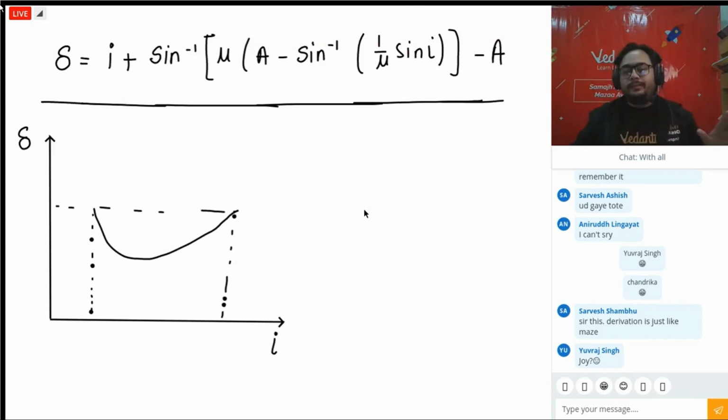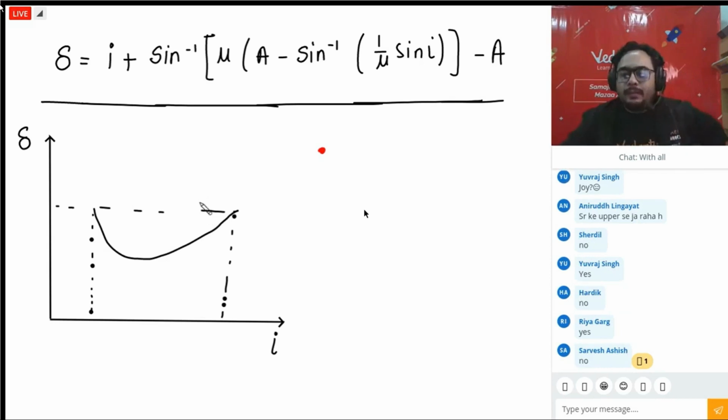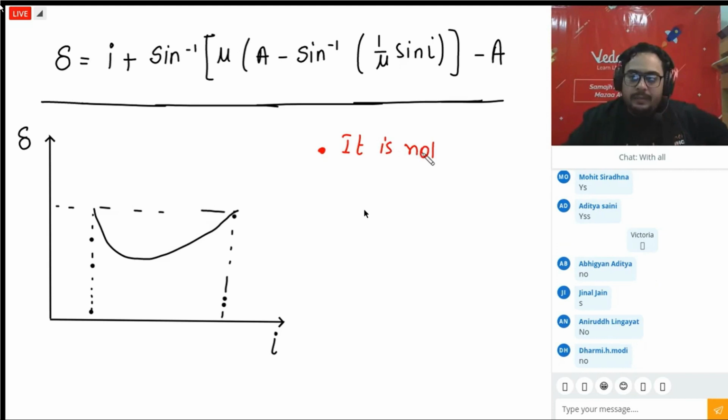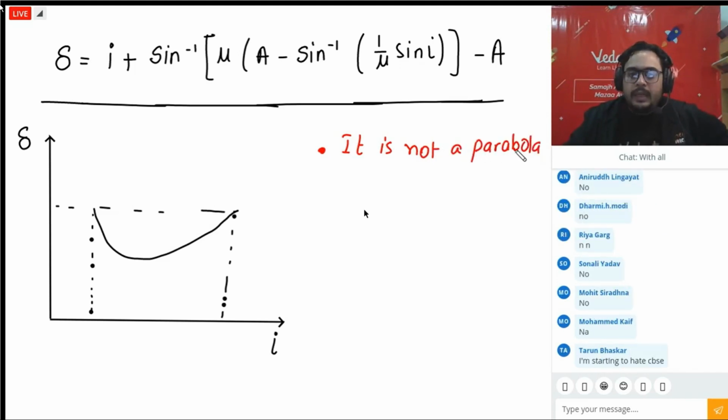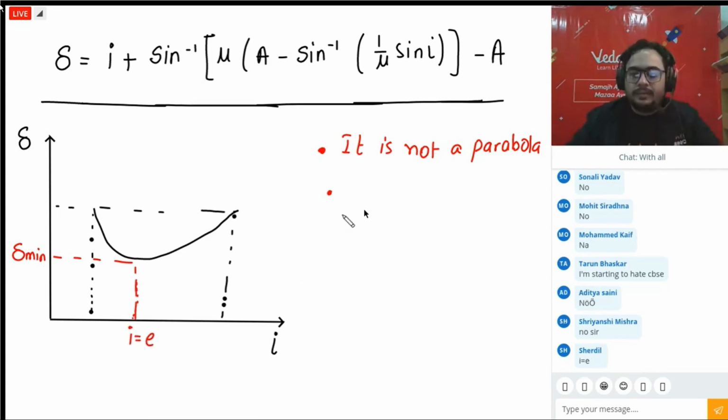और ग्राफ कुछ ऐसा आता है. Is this a parabola? अरे बोलिए क्या ये पैराबोला है? No, it is not a parabola. It looks like a parabola, but it is not a parabola. Okay. And the minimum value of deviation, when will it come? It comes at I is equal to E. This is what you have to remember from the graph.